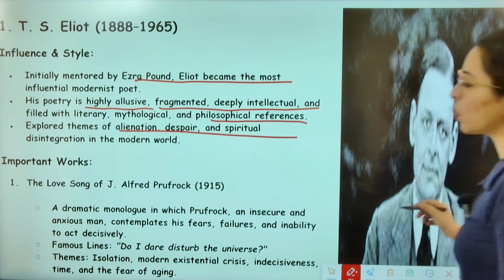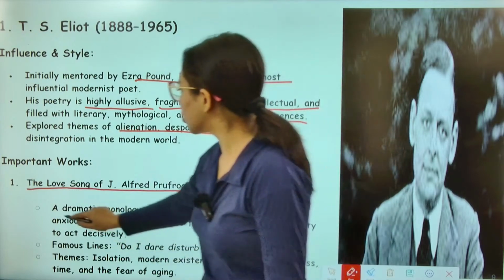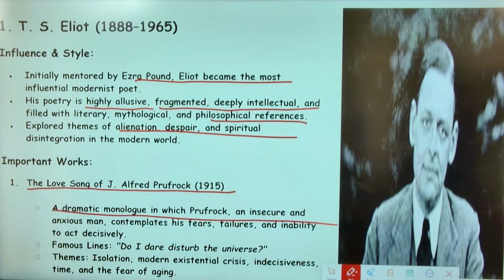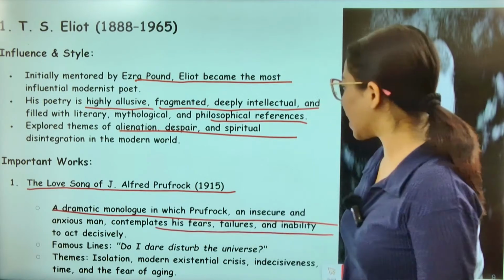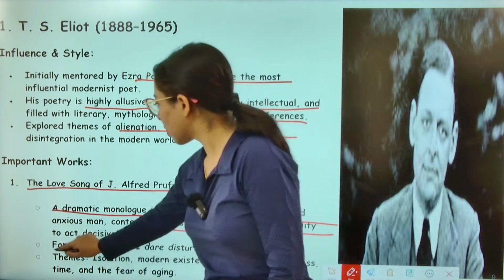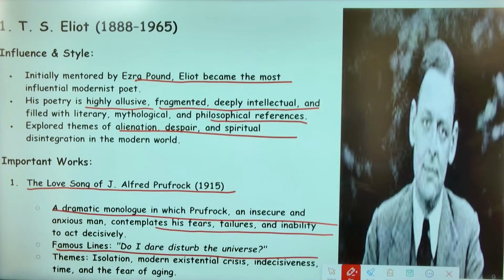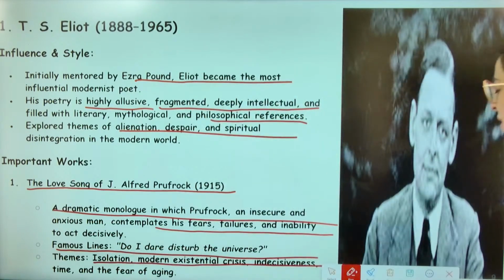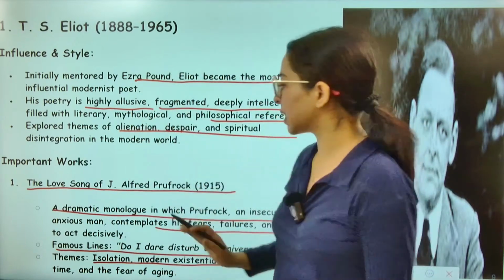Okay, इनके important works क्या क्या होते थे? The Love Song of J. Alfred Prufrock, a dramatic monologue in which Prufrock, an insecure and anxious man, contemplates his fears, failures and inability to act decisively. Famous line, do I dare disturb the universe? And themes: isolation, modern existential crisis, indecisiveness, time and the fear of aging. Okay, so this becomes a very important one. T.S. Eliot का ये है.